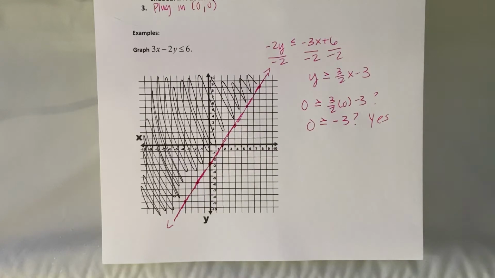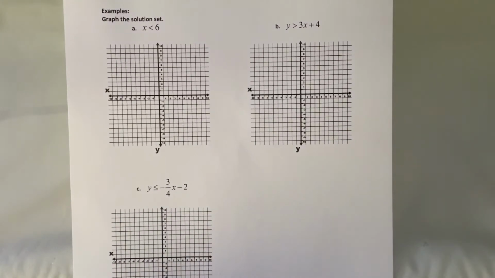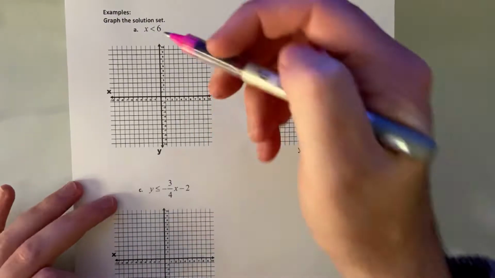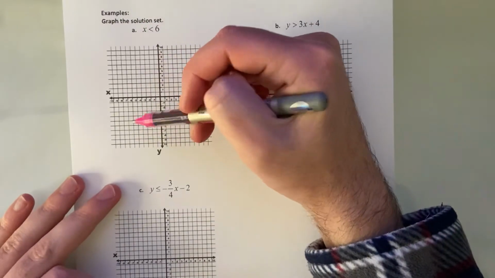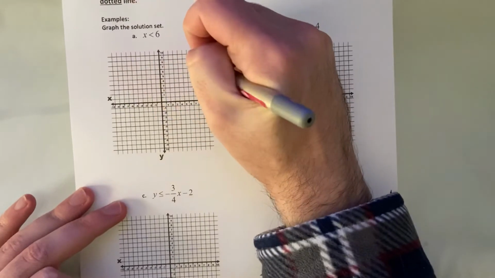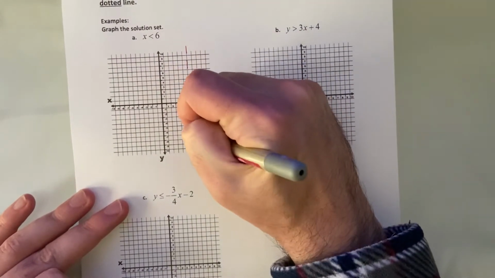So let's keep going, because eventually we need to get to systems and not just single equations. Let's remind ourselves of a few more things. Graph the solution so that x is less than 6. If you have just an x equals line, that's a vertical line. Just a y equals line is a horizontal line. So when x is less than 6, you draw a vertical line. This is a dotted line because there's no equal to sign.